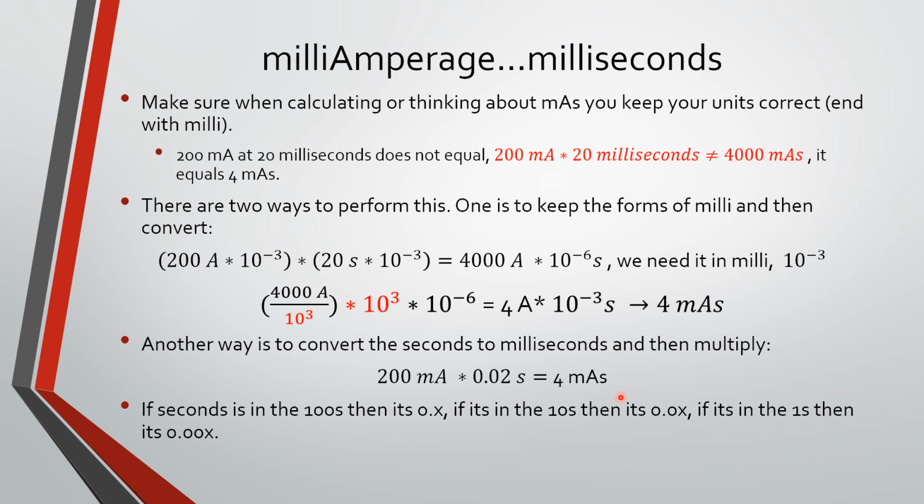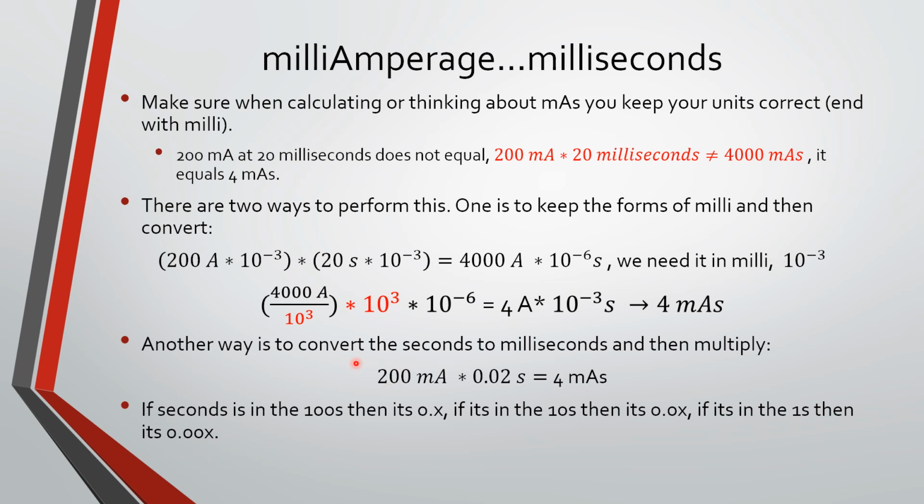If the seconds is in the hundreds, so it's 0.x, okay, then it's 100 milliseconds. If it's in the tens, like this spot right here, it's the tens milliseconds. So this is 20 milliseconds because it's in this spot right there, 0.0x, okay. And if it's in the ones like this, where it's 0.00x, okay, then it's individual milliseconds.